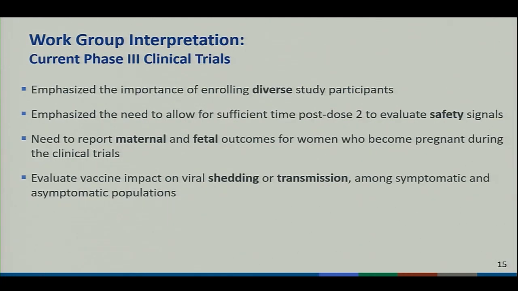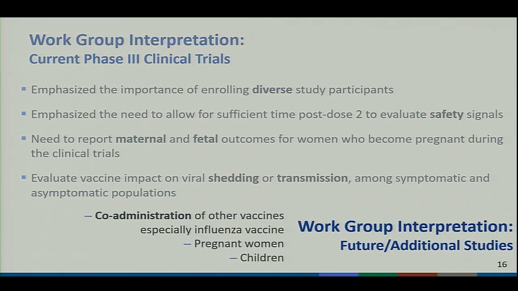The work group had several thoughts regarding the current phase 3 clinical trials. First, they emphasized the importance of enrolling diverse study participants. They also emphasized the need to allow for sufficient time post-dose 2 to evaluate safety signals in addition to the efficacy signals. And there is a need to report maternal and fetal outcomes for women who become pregnant during the clinical trials. And it would be helpful to evaluate the impact on viral shedding or transmission among both symptomatic and asymptomatic populations. Next slide.